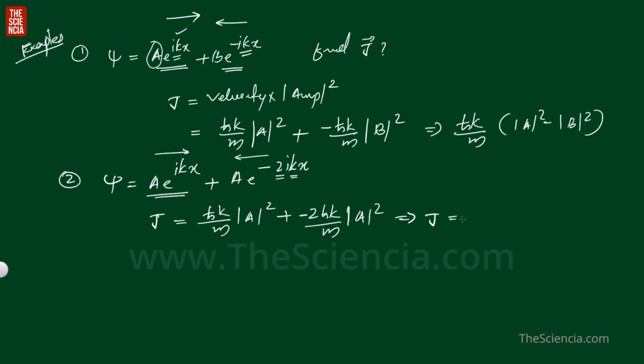So we get j is equal to minus ħk by m into mod a square. Third example, wave function psi is given, that is psi is equal to a e raised to ikr by r. Find j. Here what we get? j is equal to ħk by m into magnitude square. Here the magnitude is a by r, that is a by r mod square.